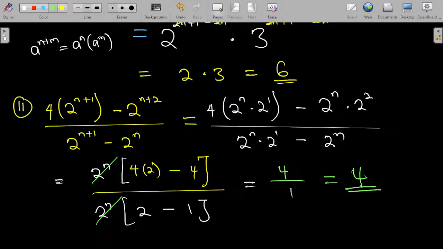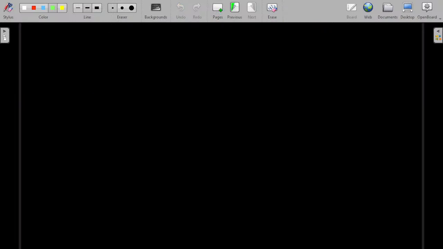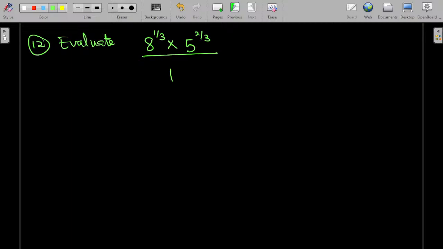So we'll move to a new page. This page has been exhausted. For number 12, what do we have? We are given to evaluate this time 8 to the power of 1 over 3 multiplied by 5 to the power of 2 over 3, all over 10 to the power of 2 over 3. Be looking at it. Just give me a few minutes. Be looking at this while I come back.